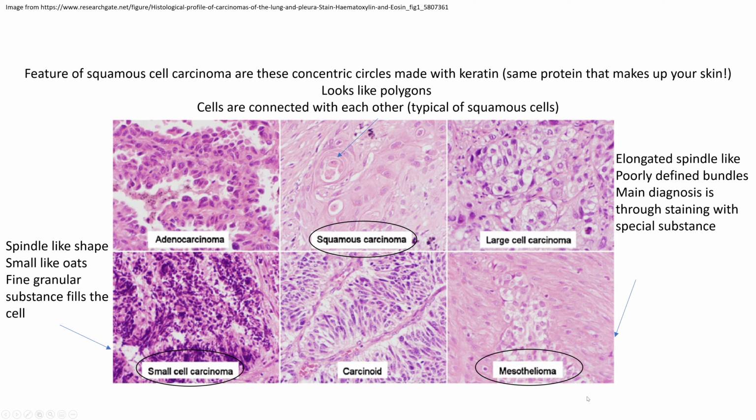or molecular markers. Whereas small cell carcinoma looks quite different from squamous cell carcinoma and mesothelioma. These cells are very, very small, like oats. They are quite granular when we're looking at these individual cells, and basically this granular appearance obscures the cell's shape.